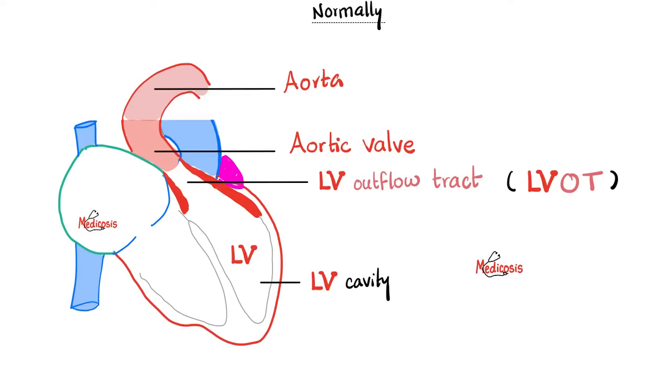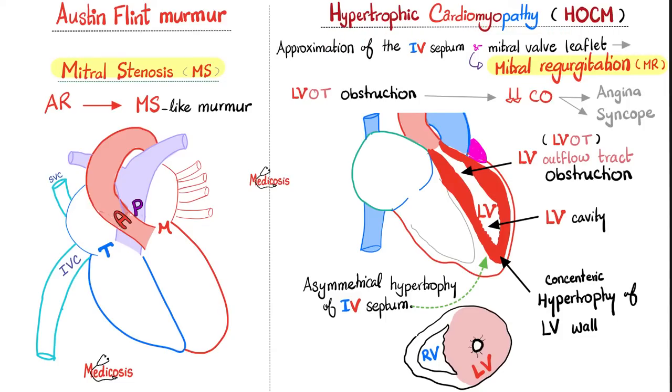But why is this? Remember that we have left ventricular wall, left ventricular cavity, left ventricular outflow tract, and then the aortic valve. There is an anatomical proximity between the left ventricular outflow tract and one of the leaflets of the mitral valve. And therefore, in hypertrophic obstructive cardiomyopathy, the approximation of the thickened asymmetrical interventricular septum is going to pinch and grab one of the leaflets of the mitral valve this way.